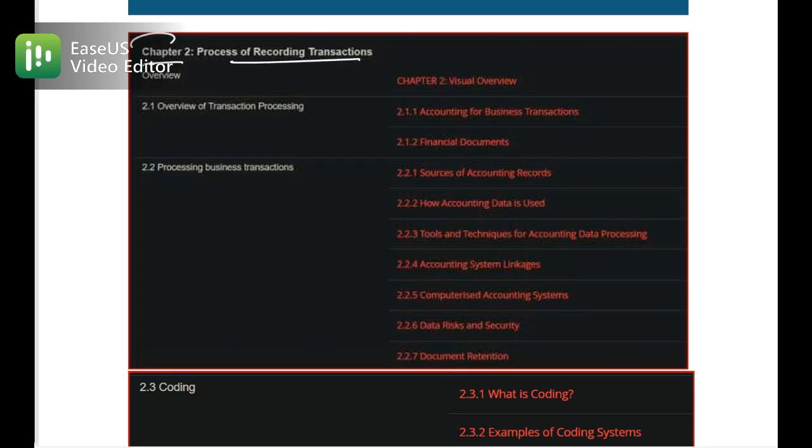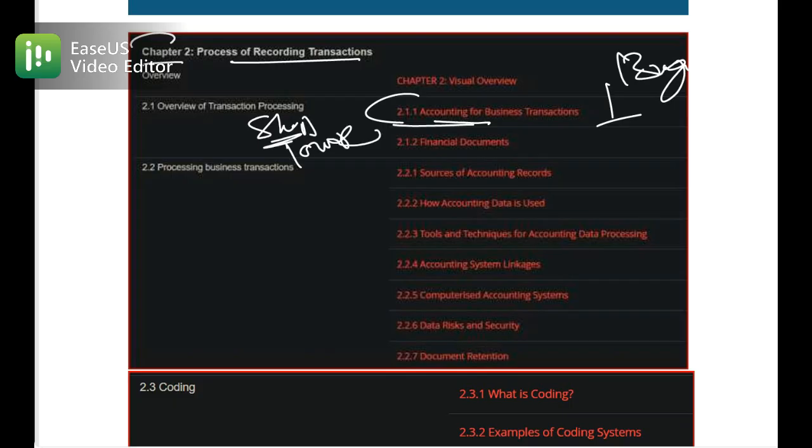Today is chapter number 2, process of recording transaction. In this chapter, we will study the accounting for business transaction, which means first you have to understand what we mean by transaction. A transaction is every business activity like buying, selling, bank salary. We call that a transaction. These transactions must be recorded properly to track money. For example, let's say we have a shop and this shop sells goods worth 10,000, and it must record the sale in its book.